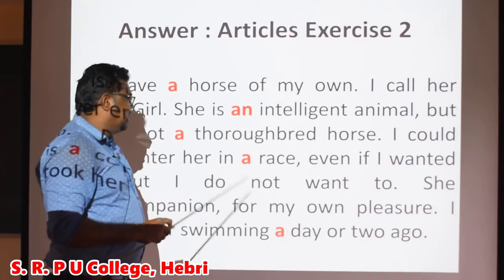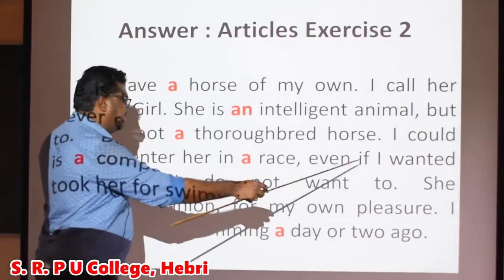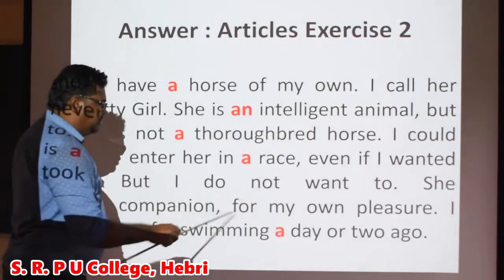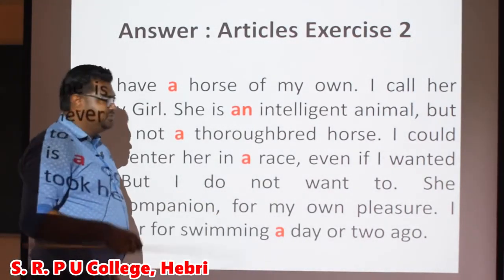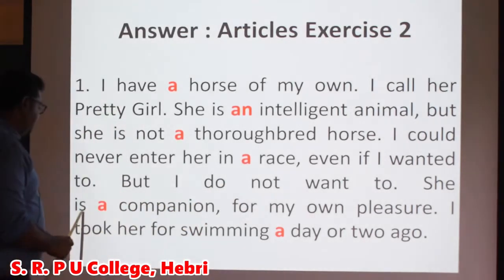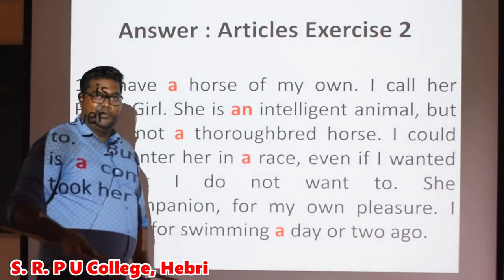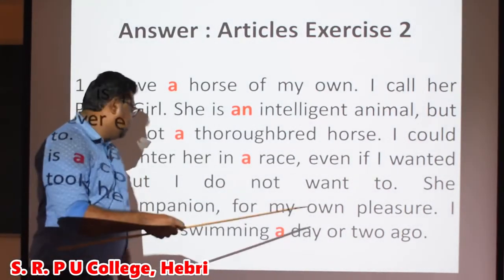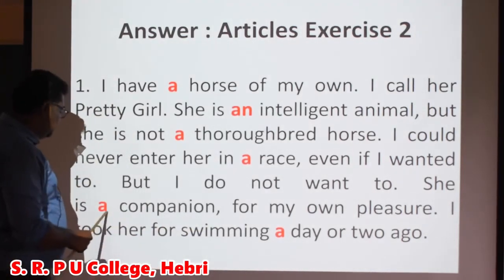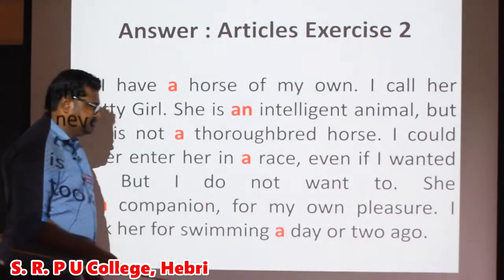The author says, I don't want to put that horse in a race, even if I wanted to, but I do not want to. He does not want to put this horse in a race because it was not properly bred. She means the horse is personified here. It is given human qualities. The horse is like a companion, because companion word starts with a consonant. So a companion for my own pleasure.